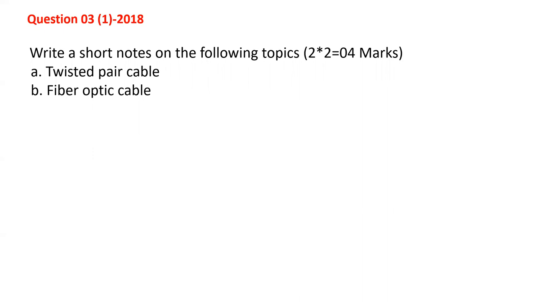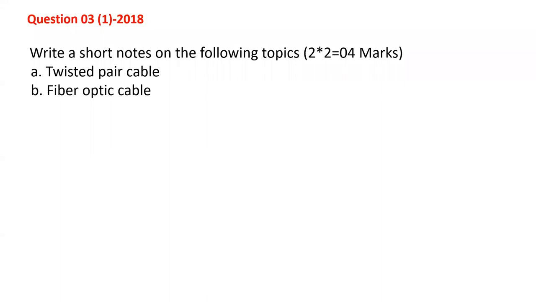This one is from 2018, question number 3, part 1. The question is, write short notes on the following topics. 4 marks, each topic gets 2 marks, 2 into 2, 4 marks. They're asking to describe twisted pair cables and fiber optic cables. This one is also very easy. If you have studied, you can easily write down the answer. Twisted pair is an example of a guided medium. There are two types of twisted pair, STP and UTP. Normally, we use twisted pair wires in telecommunication and networks.